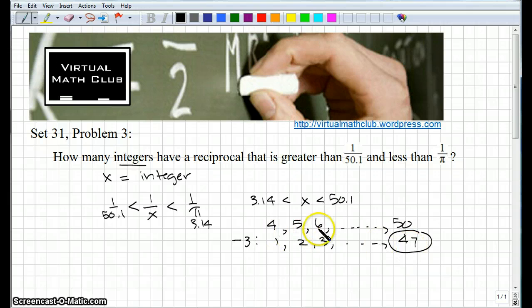Because if we do the same thing to every number in the list, it doesn't change the number of numbers, okay? So there are 47 integers that have a reciprocal between 1 over 50.1 and 1 over pi. Alright, so the answer is 47.